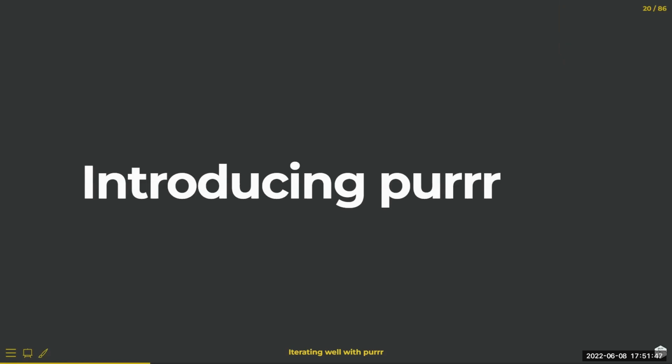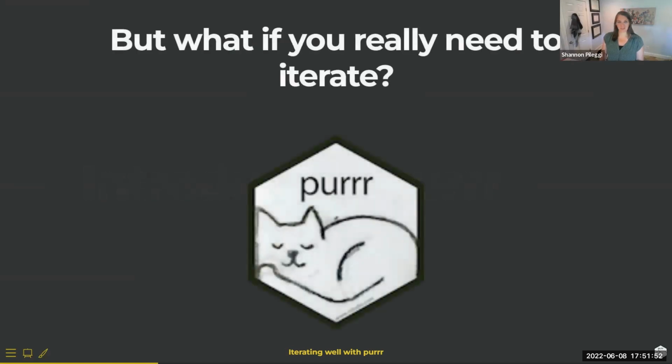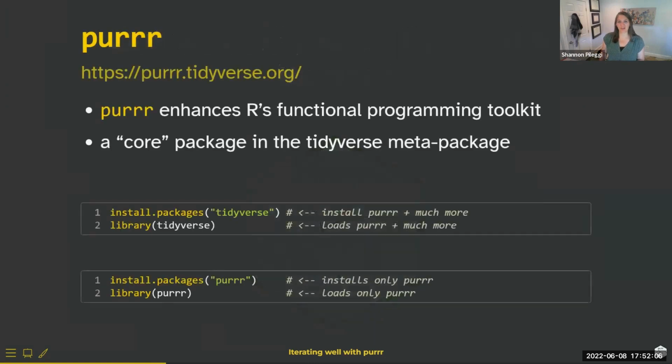Okay. So let's talk about purrr then. What if you really do need to iterate? What if a group by approach isn't going to cut it, or maybe leveraging some of those vectorized functions or any other iteration tools that might be out there? So for this, we can use the purrr package. It is part of the tidyverse.